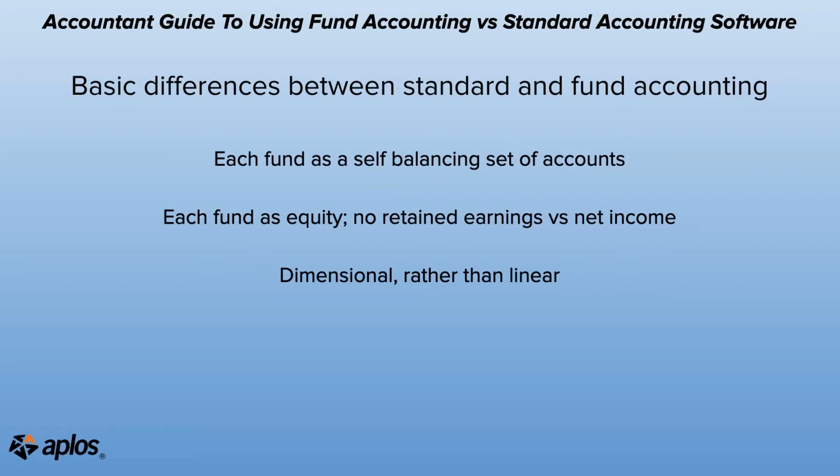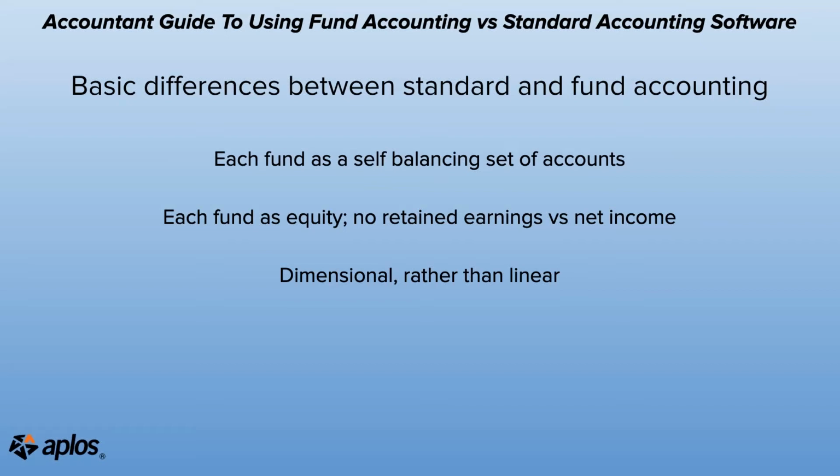So some nuances of fund accounting: each fund is a self-balancing set of accounts. And we're going to take a look at an example of that here in just a minute. But what that means is basically each fund that you're keeping track of has its own chart of accounts, its own assets, its own liabilities, equity, income, and expense.